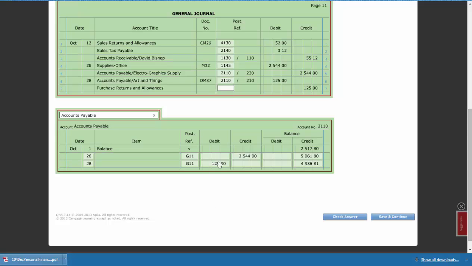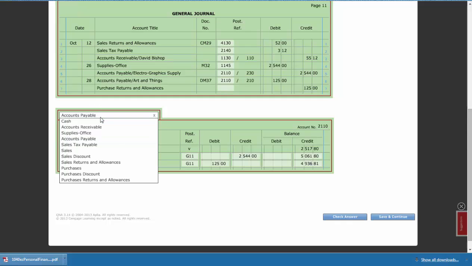Because again, this is a debit and it previously had a credit balance. If you have 2 debits, you add. If you have 2 credits, you add. If you have a debit and a credit, you subtract, and the balance is going to be whatever one is bigger. And then the last one we post to is purchases, returns, and allowances.